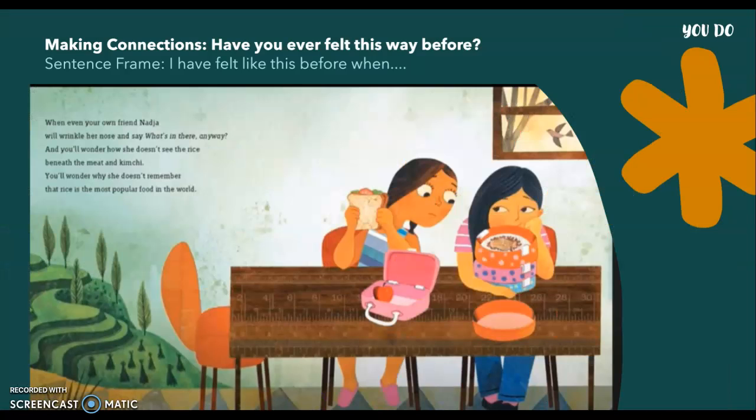Let's make connections. Have you ever felt this way before? Think back to a time when maybe you can connect with the character in the story. You can use the sentence frame, I have felt like this before when.